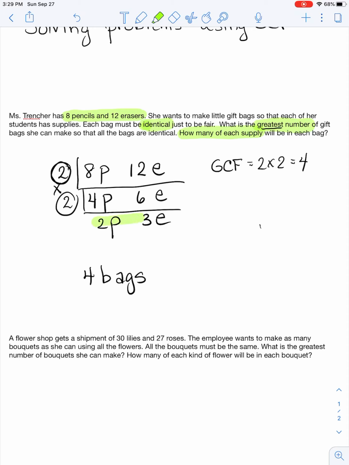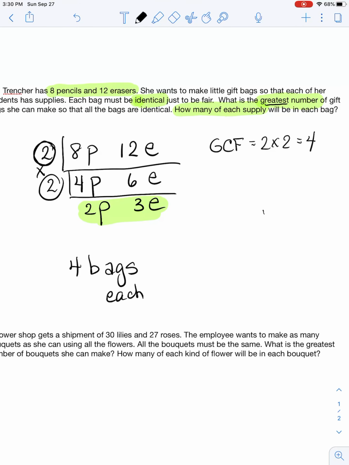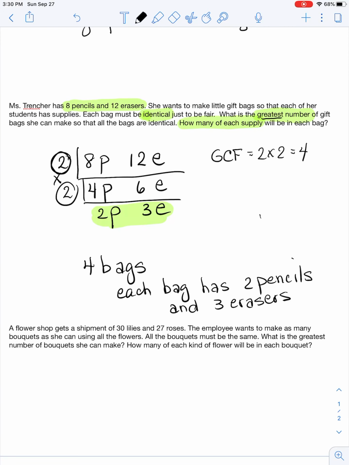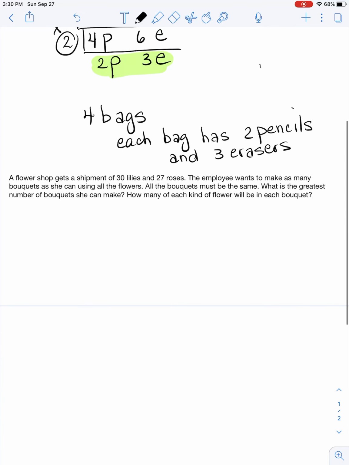And now look at this. You see this? We left the labels because this is telling us what goes in each bag. We have 4 bags, and each bag has 2 pencils and 3 erasers. And you can do any problem that is looking for greatest common factor like that. So let's take one more.